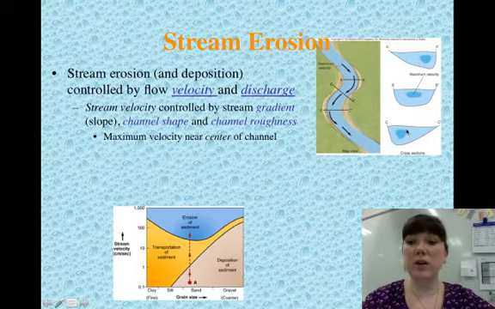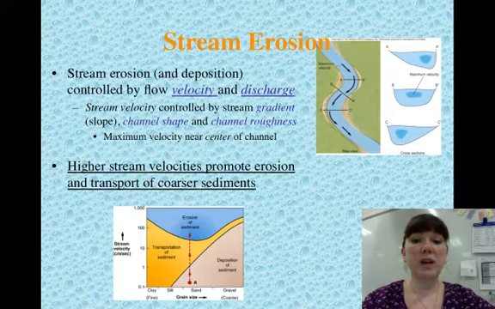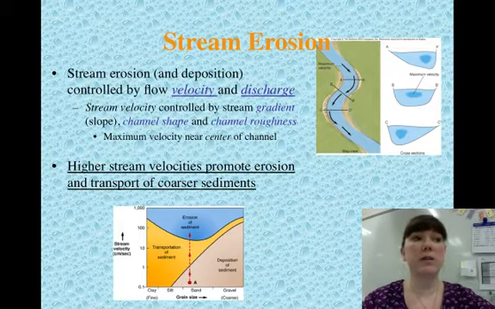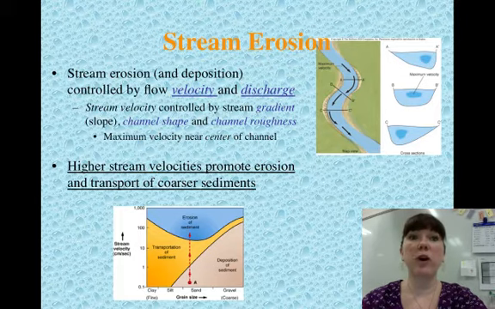So if we look in this picture up here, these are different cross sections of a channel, and those darker areas are showing us where the maximum velocity is. Higher stream velocities promote more erosion and transport of heavier, coarser sediments. Floods involve increased velocity and discharge, which is, remember, the volume of water passing a particular point in the stream over time.